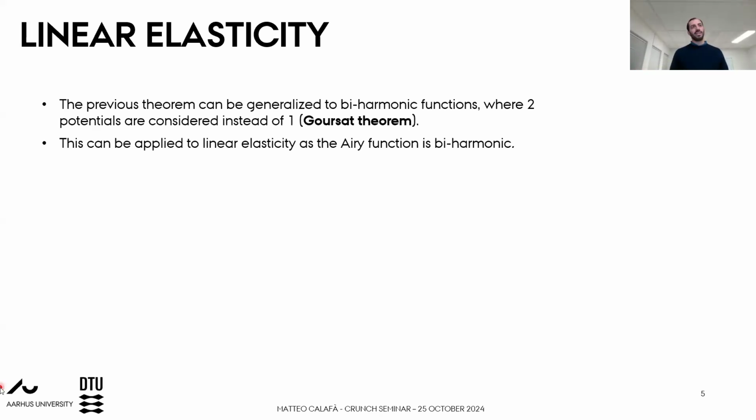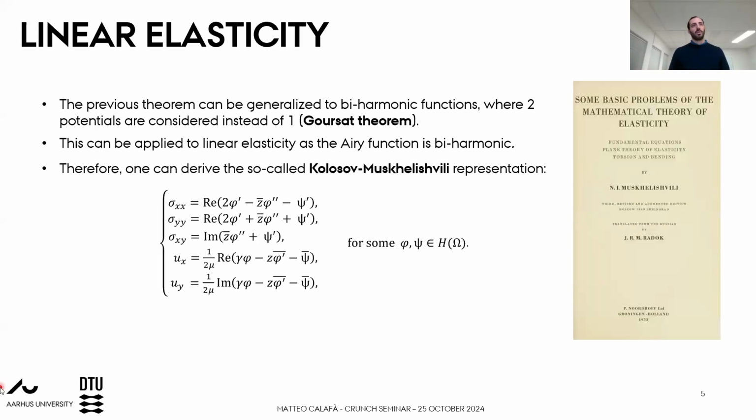So in the end, if one does all the math, one can derive the so-called Kolosov-Muskhelishvili representation. This is a very important representation in solid mechanics. It was derived many years ago, and you can see also one of the original books from the 50s. Essentially, this representation tells us that sigma and u satisfy the linear elasticity problem if and only if they satisfy this representation for some holomorphic complex potentials phi and psi. So this is essentially what it's saying. Obviously, this representation in this form holds only for simply connected sets, but we will talk about that later.